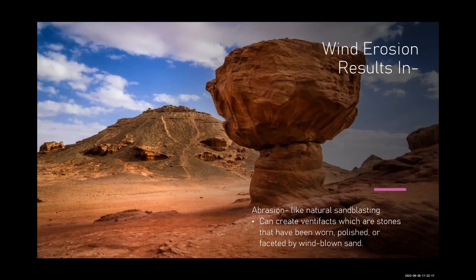Now, abrasion, we talked about this with the water. Remember, we talked about how water and wind are both fluids, and abrasion of suspended sediment in water can smooth out the rocks. And here you have abrasion from sediment or sand that's suspended in air, and it is just like sandblasting. Whereas with the water, it was sandblasting with water. In this case, you're sandblasting with air. And what's left behind are called ventifacts. So ventifacts have been worn, polished, or faceted by wind-blown sand.